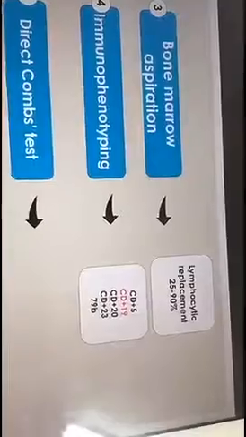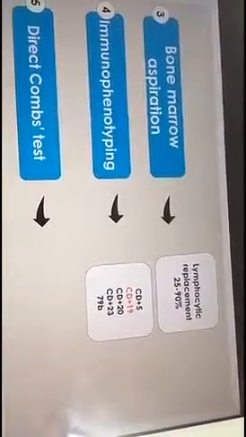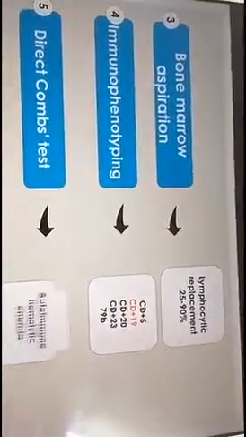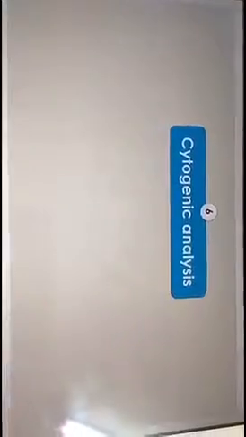Immunophenotyping راح نشوف surface markers that are associated with the B cell. Usually CD19 is the commonest one. Direct Coombs test it will be positive with autoimmune hemolytic anemia. Finally, cytogenic analysis عشان نشوف أي genetic abnormality.